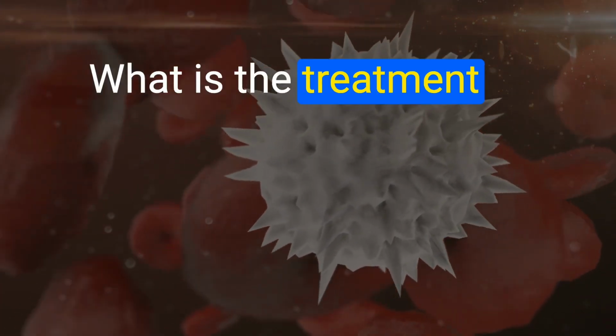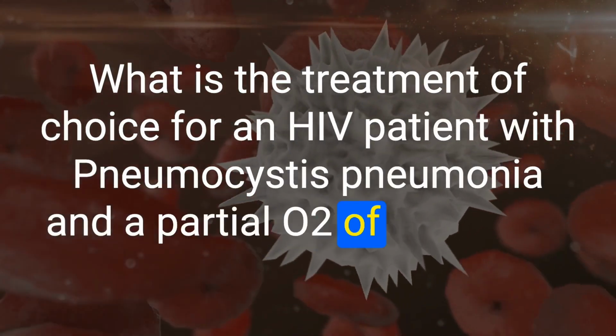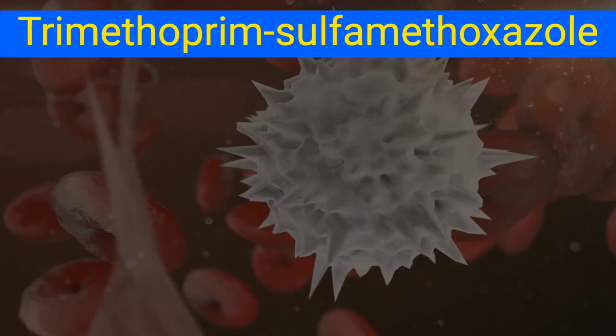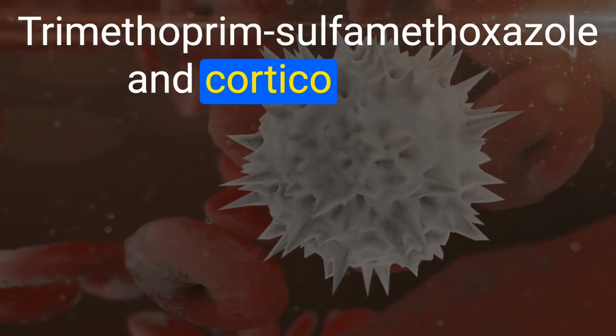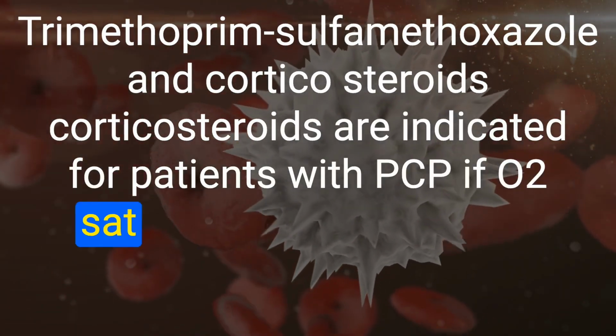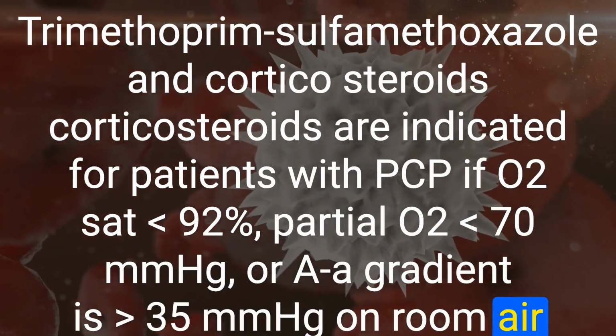51. What is the treatment of choice for an HIV patient with Pneumocystis pneumonia and a partial pressure of O2 of 54 mmHg, normal 75 to 105 mmHg? Trimethoprim-sulfamethoxazole and corticosteroids. Corticosteroids are indicated for patients with PCP if O2 sat less than 92%, partial pressure of O2 less than 70 mmHg on room air.